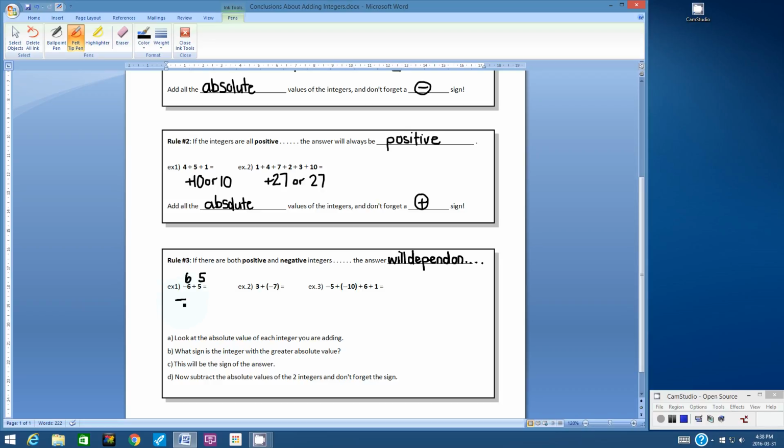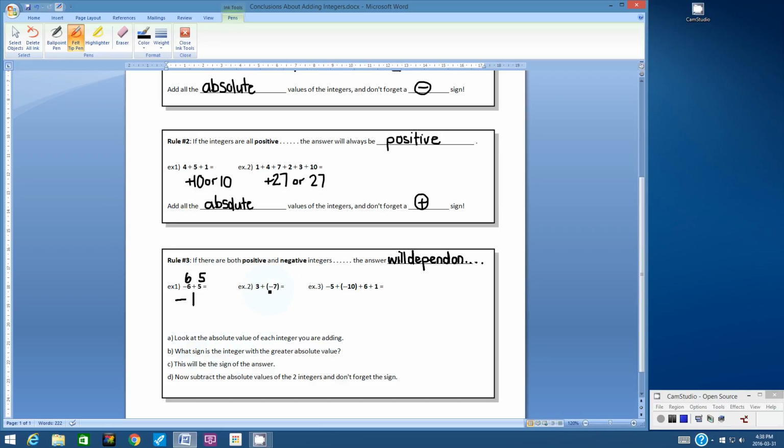So step C, this will be the sign of the answer. So I'm just going to put negative there because this is a negative. Now subtract the absolute values of the two integers. 6 subtract 5 is 1. Don't forget the sign. I've already written it in here. So the answer to -6 plus 5 is -1. Let's go to example 2.